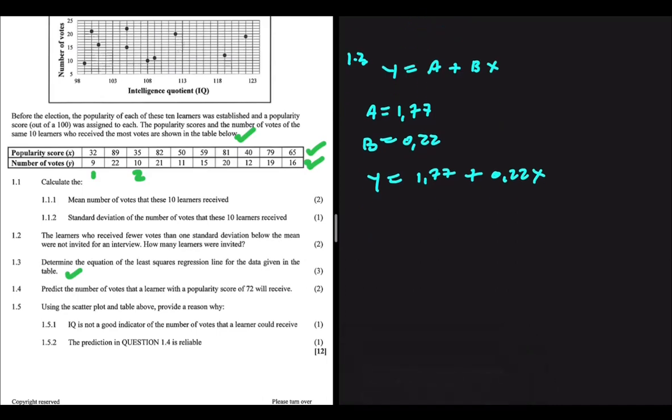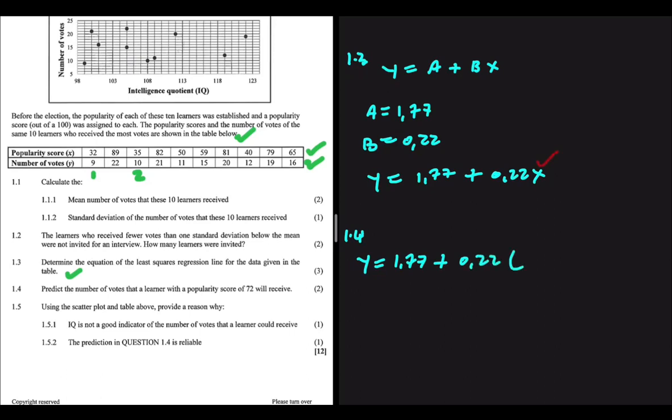Let's go ahead and do 1.4. Predict the number of votes that a learner with a popularity score of 72 will receive. The popularity score is the x value, so we just need to substitute it into this equation. We're going to have y equal to 1.77 plus 0.22 multiplied by x.